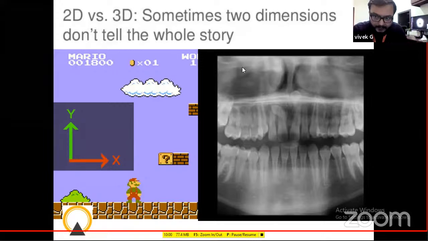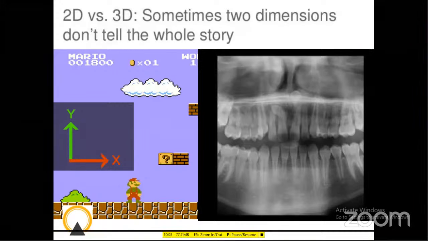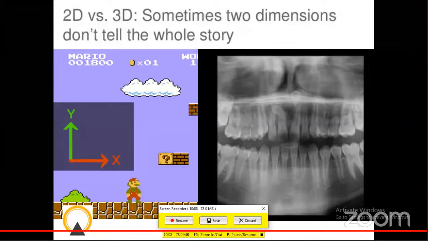Is it visible right now? Right, 2D versus 3D. Yes. Yeah. So, just a minute.